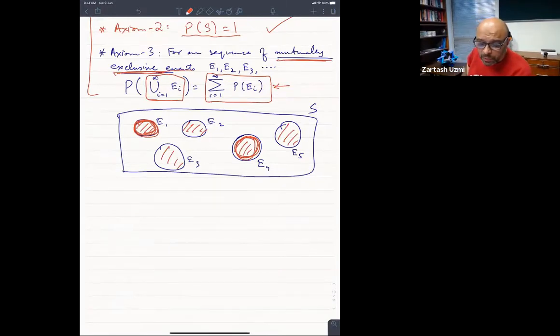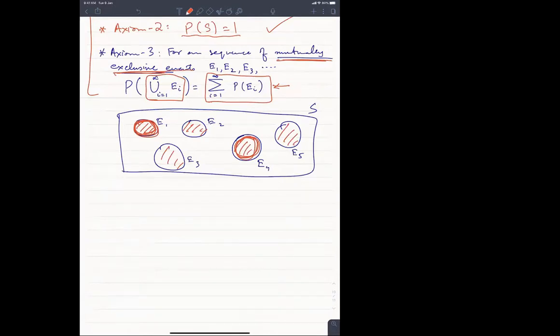Shiza, you have a question? Please go ahead. Yes, sir. So my question was, why are we using infinity as a limit? Don't we have an upper bound of 2 to the power n to the number of events we have? Sure.